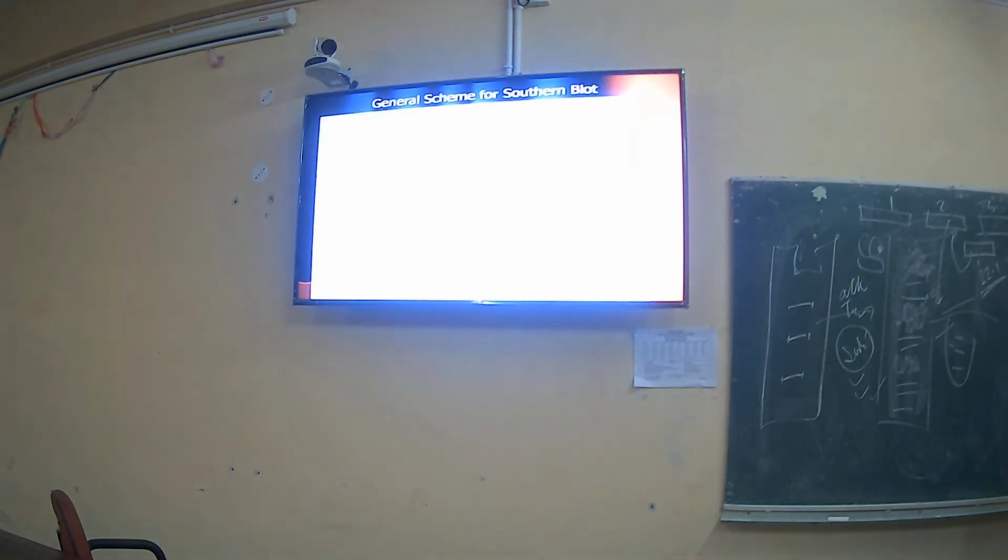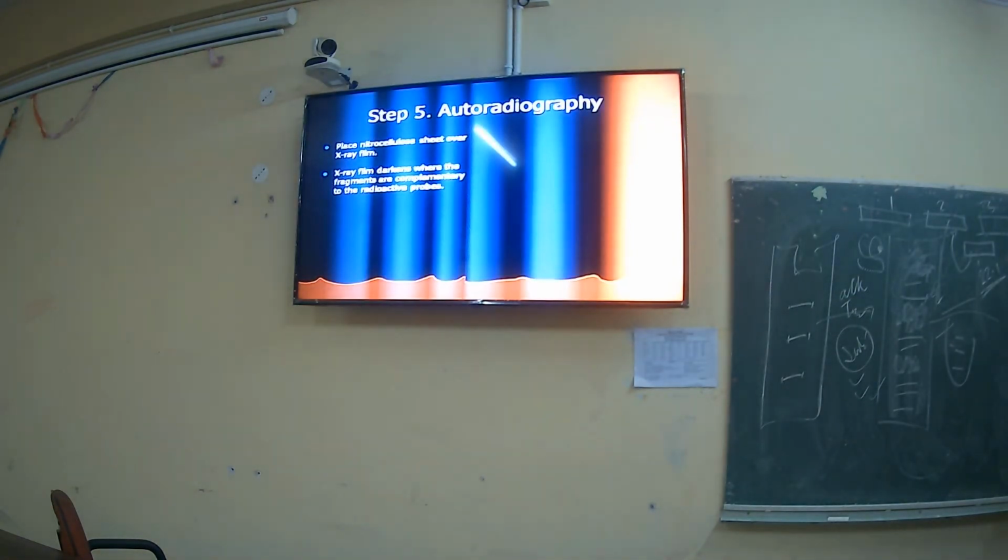Step 5 is autoradiography. The last step is visualization of the radioligand probe. You use a radioligand probe, and it can be visualized by autoradiography. You can use an X-ray film also. You put this nitrocellulose sheet under the X-ray film, then you can find out where the radioisotope is.